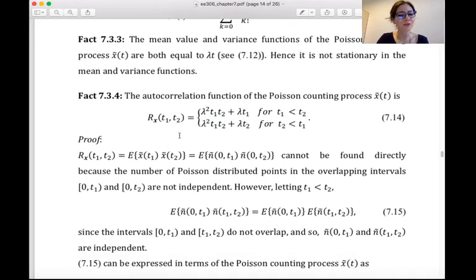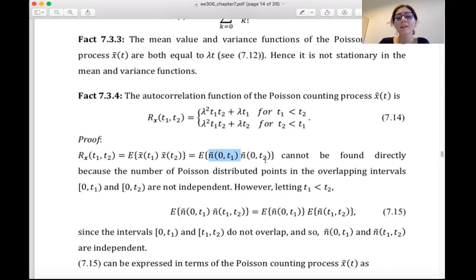So let's derive it. For Rx of t1, t2, we are looking at the expected value of x of t1 times x of t2. Now you could write x of t1 as the number of arrivals between 0 and t1, and similarly for x of t2. If these are independent and you can do the separation, then life is easier, but we are not allowed to do that now. Why? Because these intervals are not disjoint. The interval 0 to t1 overlaps with the interval 0 to t2.